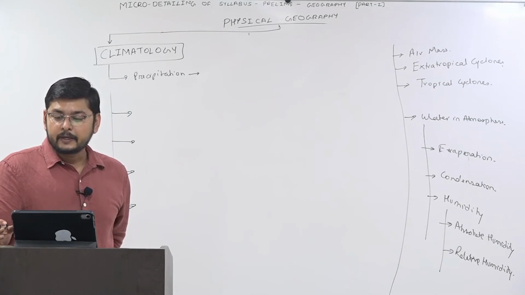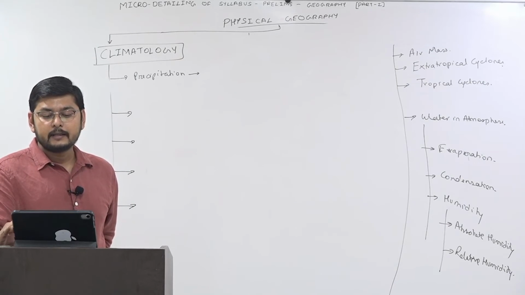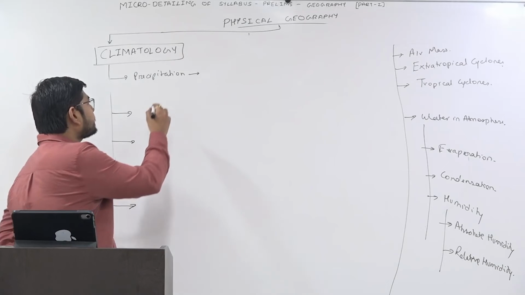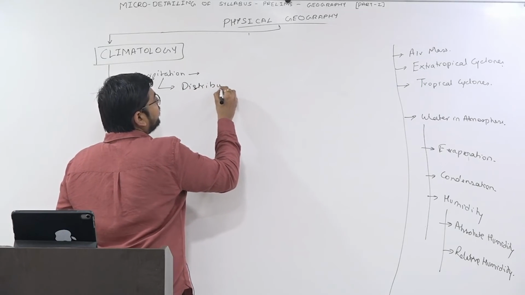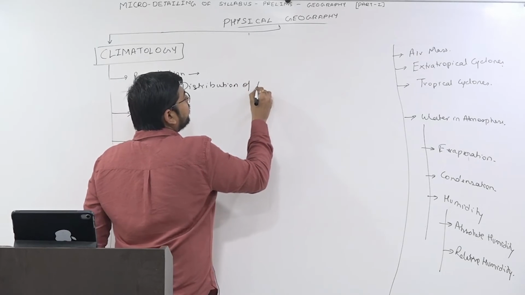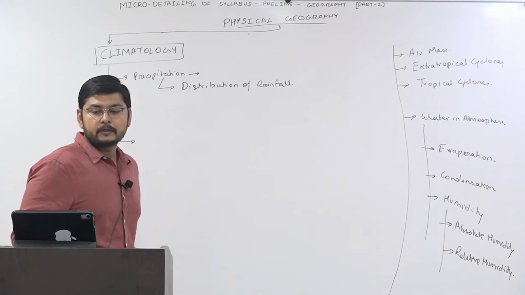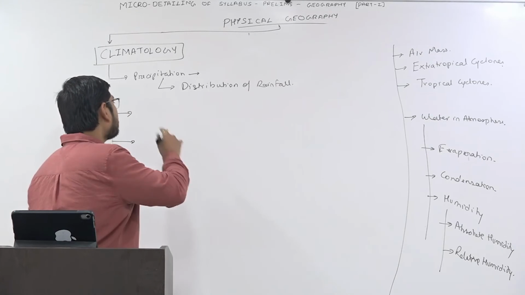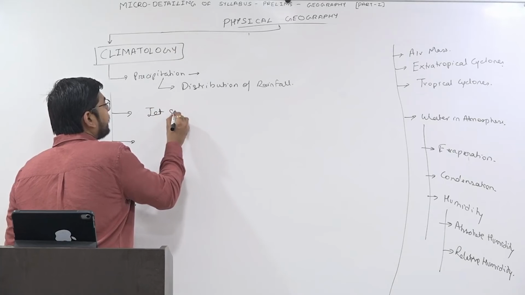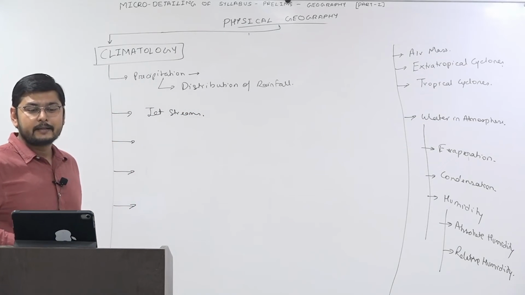We also have cyclonic rainfall, frontal rainfall, and monsoonal rainfall. What is the distribution of rainfall over the world will also be studied in detail. Next phenomena, jet streams. What are these jet streams? We'll be looking at it in detail.